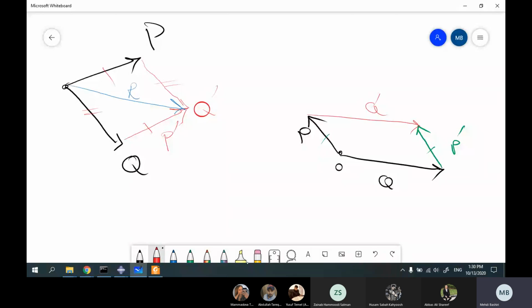It is Q prime. And Q prime is parallel to Q. What would be the final answer? This is the resultant or summation.